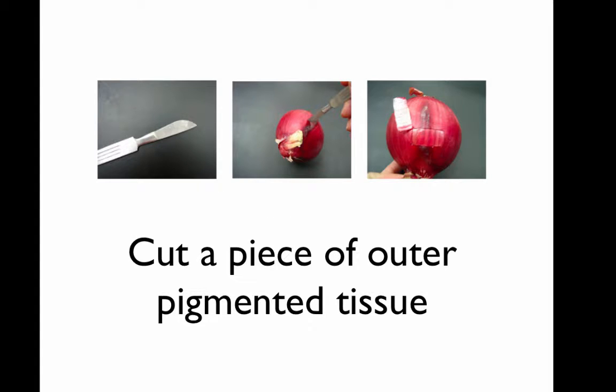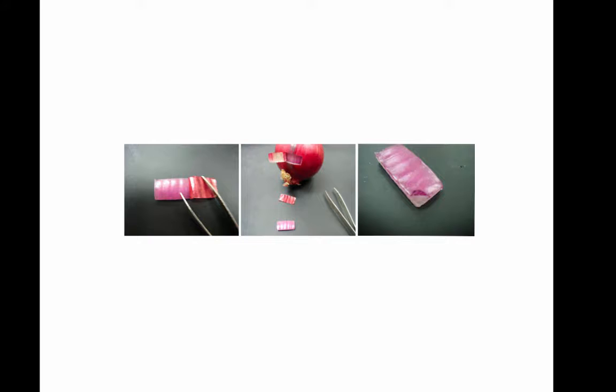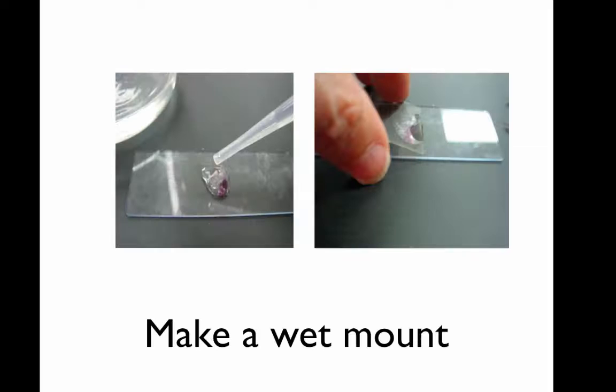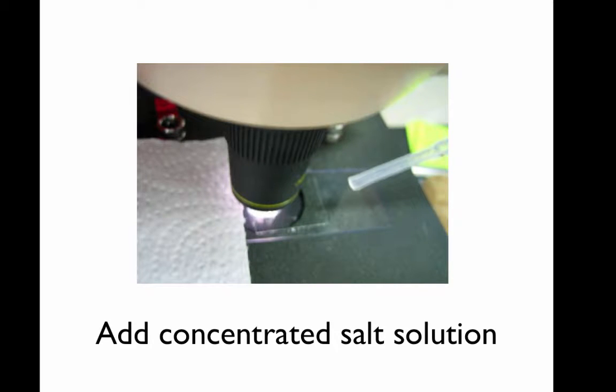Using the red onion, cut a small piece of pigmented tissue. I like to provide these pieces to students by dicing the onion in advance. Using forceps, you peel off the outer layer of the onion piece. The outer layer is the pigmented layer. Make a wet mount of your onion tissue with a drop of water. With a paper towel on one side, add the 15% salt solution on the other. The paper towel will draw the salt water through.